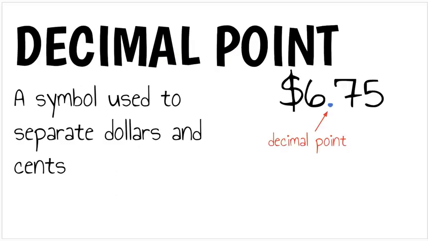Next, we have decimal point. A decimal point is a symbol used to separate dollars and cents. So here we have $6.75. We have that decimal point here, which separates the dollars and cents.